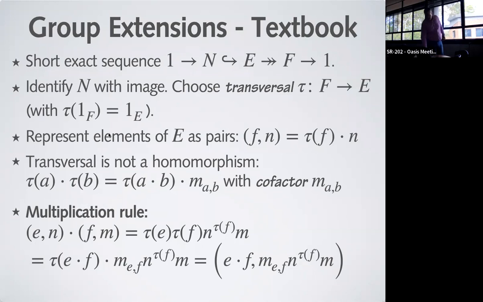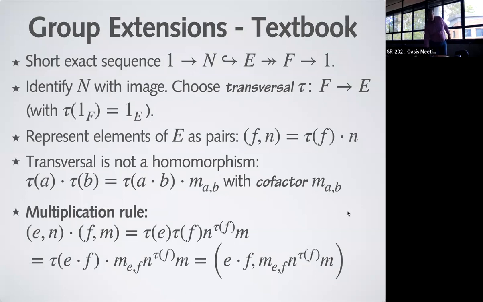And I want to represent elements of the extension as pairs, an element of the factor group and an element of the normal subgroup, which should represent the product of the corresponding transversal element with the element of the normal subgroup. The difficulty is, unless the extension is split, and that's why we only do split extensions in the beginner courses, then the transversal is not a homomorphism. If I take two transversal elements and multiply them, the product is not guaranteed to be a transversal element, but I get these cofactors m_{a,b}, and with these cofactors, I can write out the full multiplication in the extension.